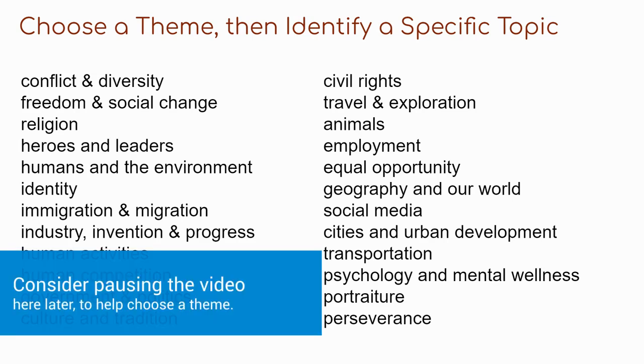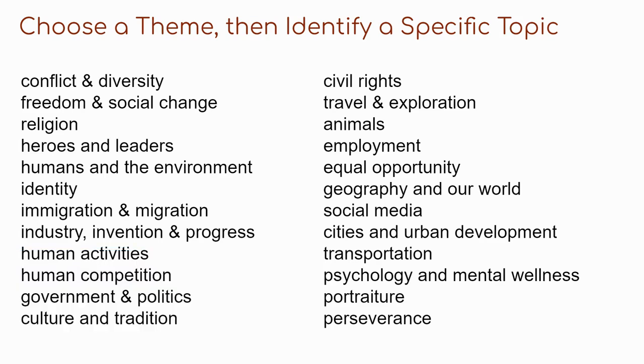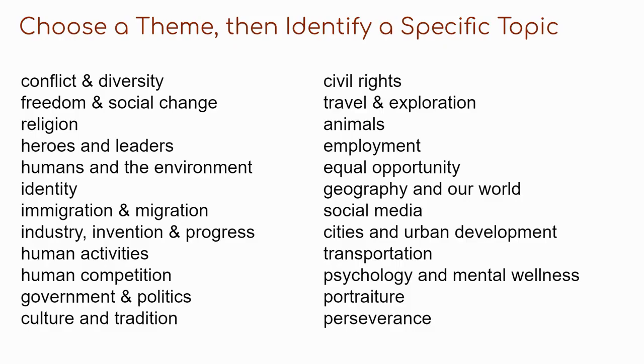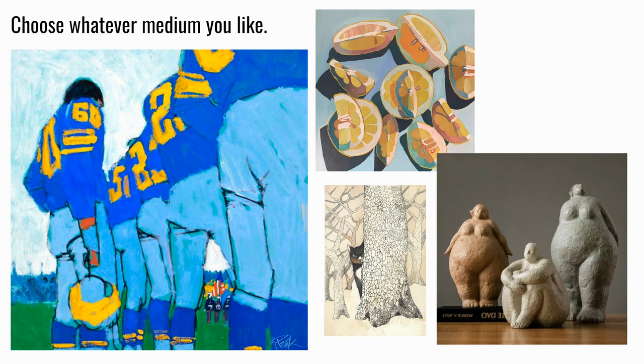And so that's what you need to do, is you need to choose a theme, and it could be one of these, but there's also more. These are just kind of off the top of my head, but you choose a theme, and then you identify a topic, and that's going to help you get a little bit more specific about what you want to depict in your artwork. And then you go from there, and you choose whatever medium you'd like to work in.